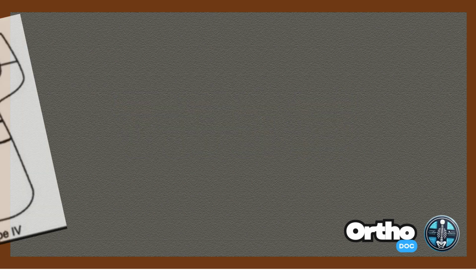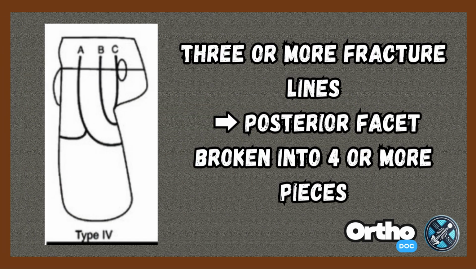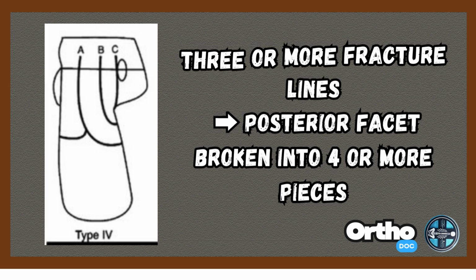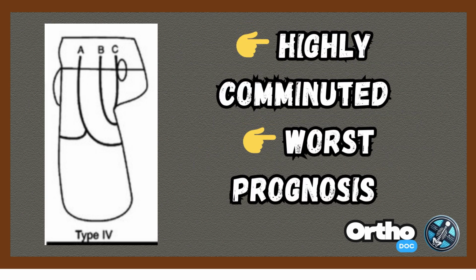Type 4. In this type there are three or more fracture lines, so posterior facet broken into four or more pieces. This is highly comminuted and has worst prognosis.